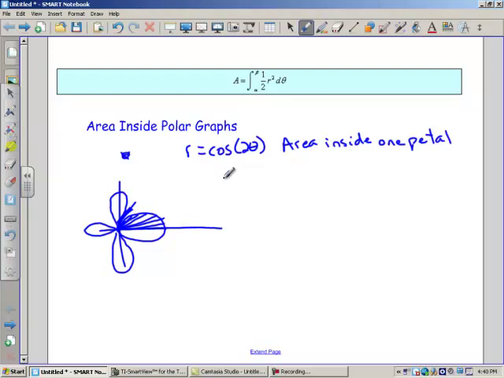So I need to find out, when does cosine of 2 theta get back to 0? When does it get to the pole? When does it have a radius of 0?